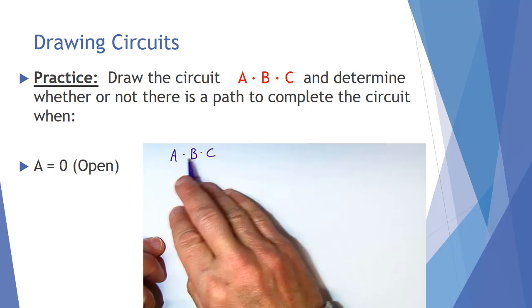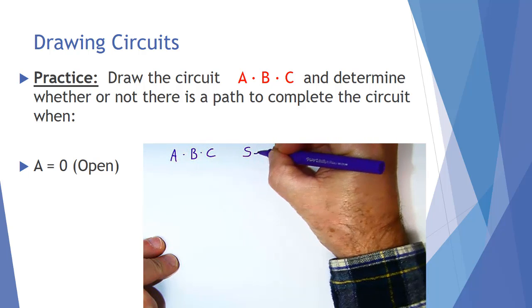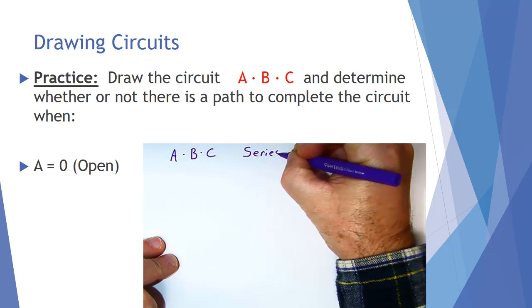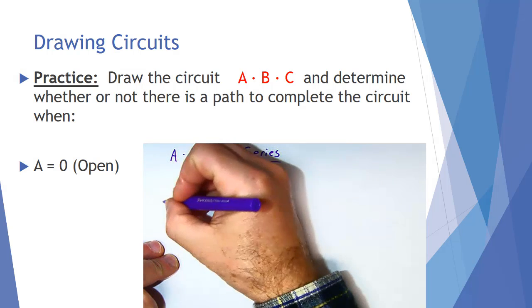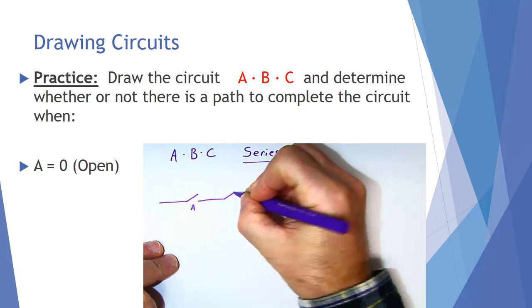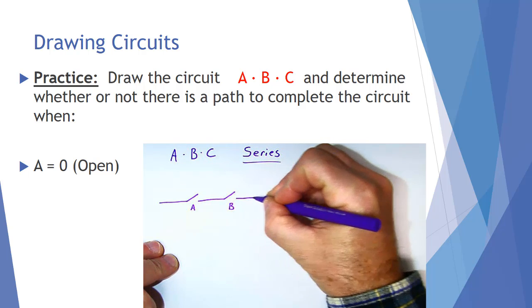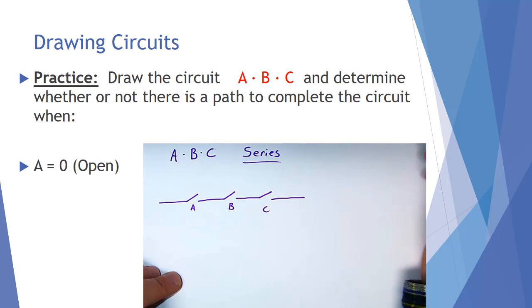We have to have A and B and C be closed. These are switches in series and not in parallel. So we're going to have switch A, switch B, and switch C, all right in a row.